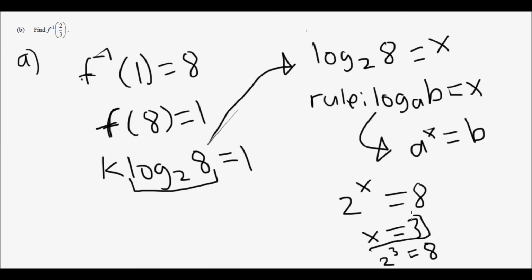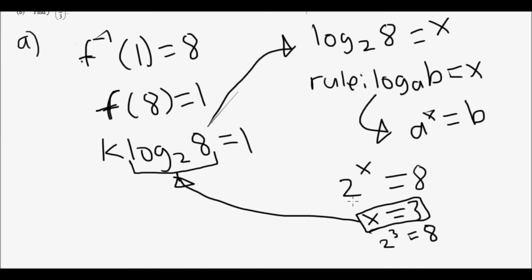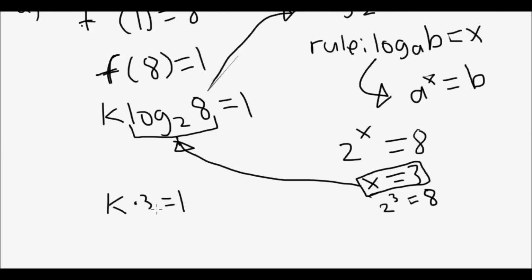So now that we have x is equal to 3, we're going to simply substitute this value in. They're equivalent. Log 2 of 8 is the exact same as 3. So that means k times 3 equals 1. Well, this just requires very simple arithmetic. So that means that k is going to equal 1 over 3. There you go. That's our answer. k is equal to 1 over 3.